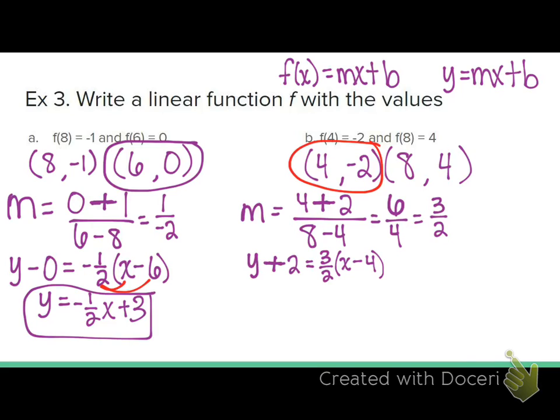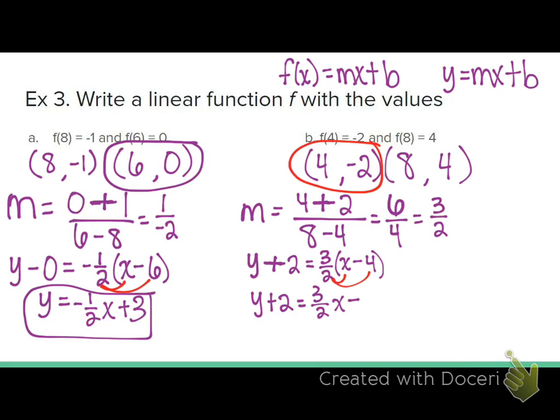Okay, this one's not quite as easy as 3A. We're going to have to take 2 steps. The first step is going to be to do what, Dominic? Distribute 3/2 x and 3/2 minus 4. Good. Distribute in that 3 over 2. Okay, so 3/2 x is just 3/2 x. That's not really changing. So we've got a positive times a negative. We know it'll come out to be a positive times a negative is a negative.